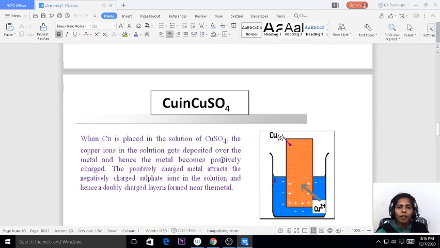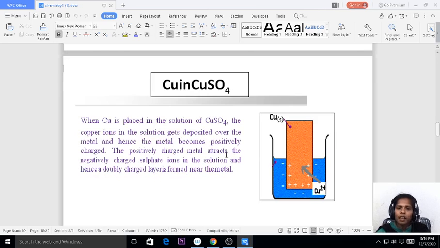So next example, copper in copper sulfate. Here copper is dipping in the copper sulfate solution. When copper is placed in the solution of copper sulfate, the copper ions in the solution get deposited over the metal, and hence the metal becomes positively charged.